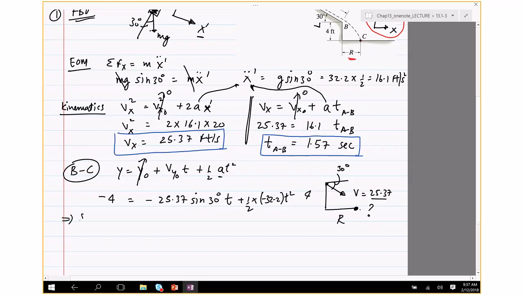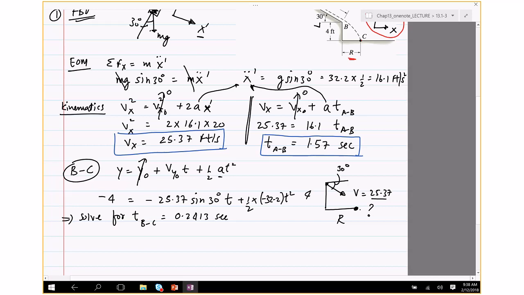So solve for t. I want you to go and understand how to solve for t, because this is a quadratic equation. You have to use the quadratic formula. You get two roots. One of the roots will be negative, and time cannot be negative, so the other root is the actual time. The time comes out to be, and this time is time BC, 0.2413 second.